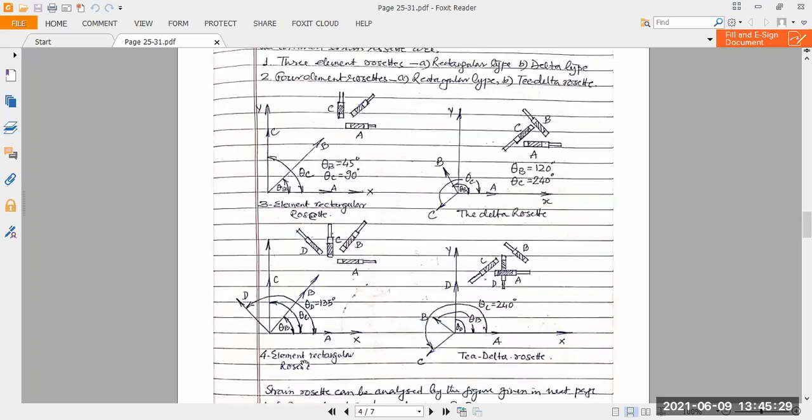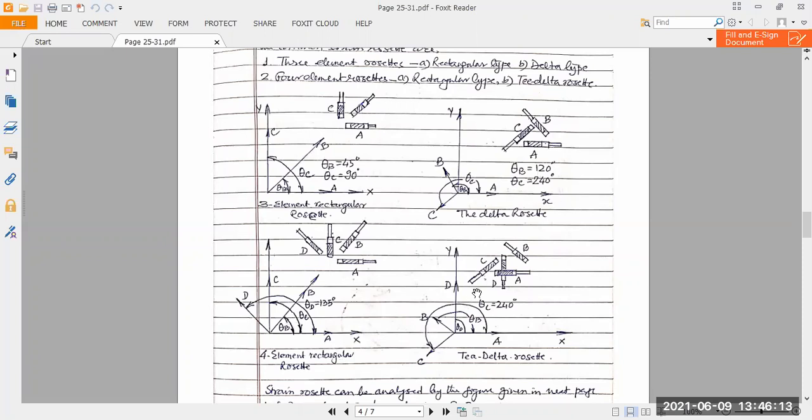Now the four-element rectangular rosette. There are four elements: A, B, C, D. A is generally put along the x-axis. Theta B is around 45 degrees, theta C is 90 degrees, and theta D is 135 degrees. So there are four separate elements in the rectangular rosette.